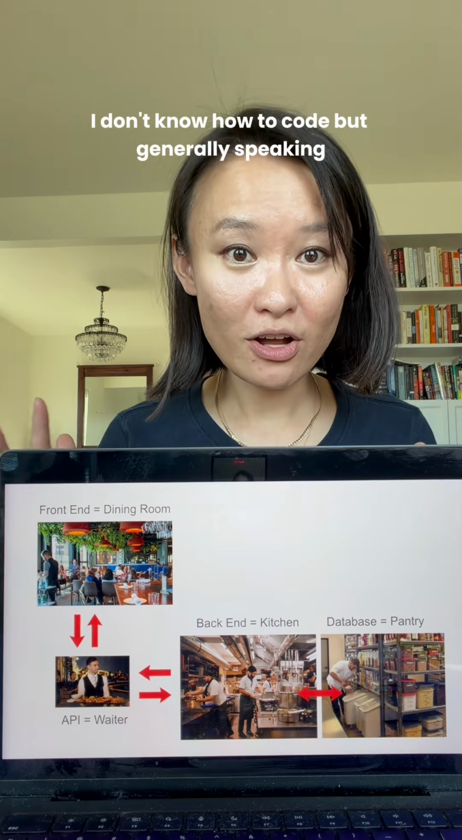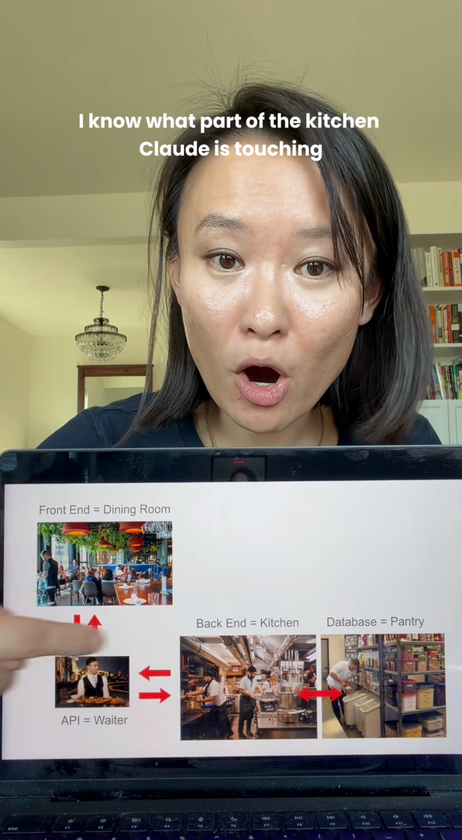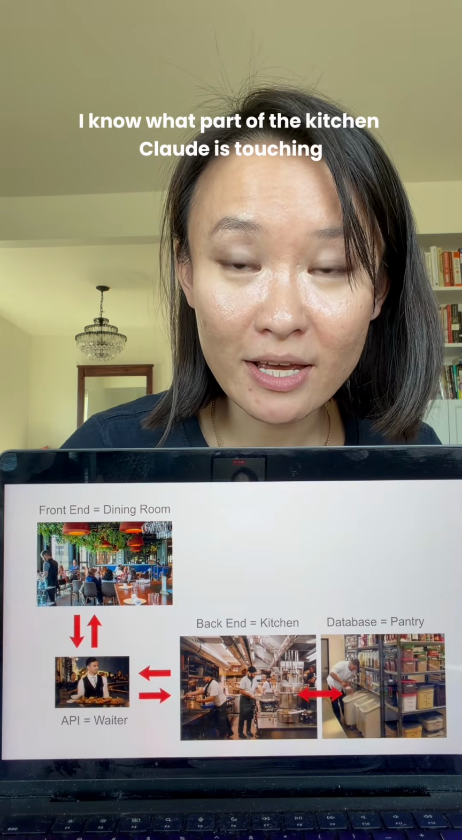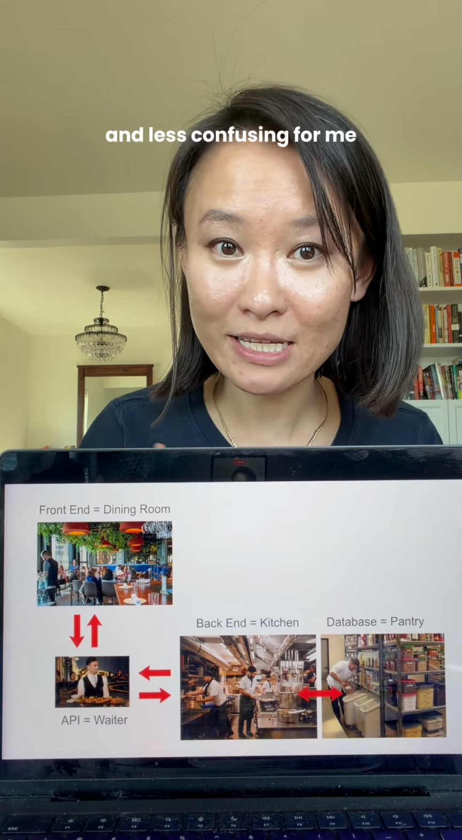And that's it. I don't know how to code, but generally speaking, I know what part of the kitchen Claude is touching. And I think that's made vibe coding a lot easier and less confusing for me.